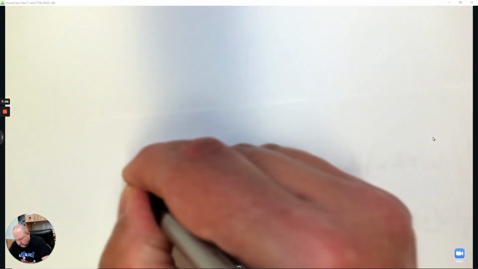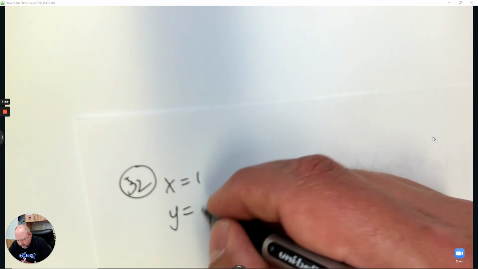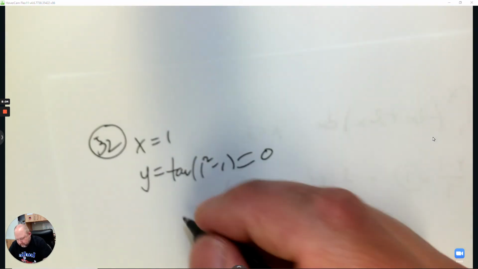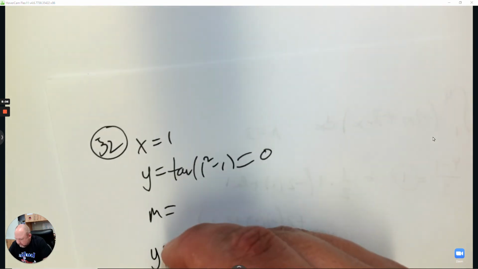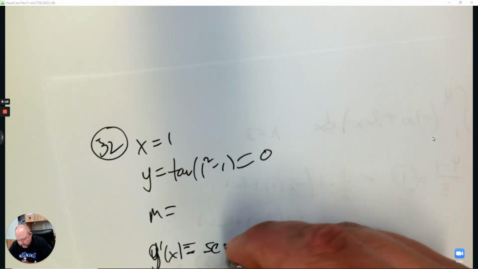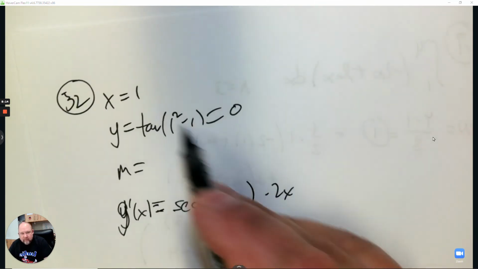32. X equals 1. Y is the tangent of 1 squared minus 1. Tangent at 0 equals 0. And then the slope goes with the derivative. So the derivative for tangent is secant squared. And then the hook is 2x. And then we plug 1 in.